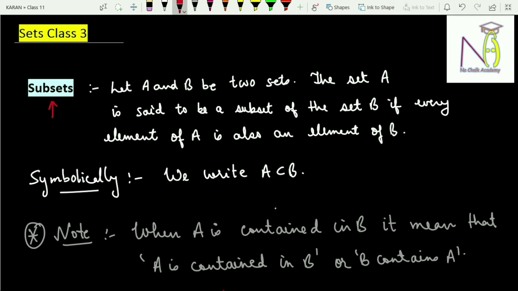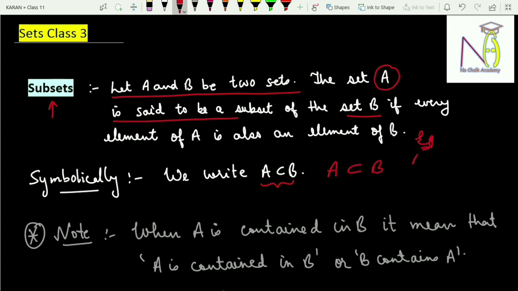So let me define the subset. How can I define the subset? If A and B are any two sets, then I will call A the subset of B. When can I say that A is a subset of B? If every element of A is an element of B. If this holds, then I say A is a subset of B, denoted as A ⊆ B.